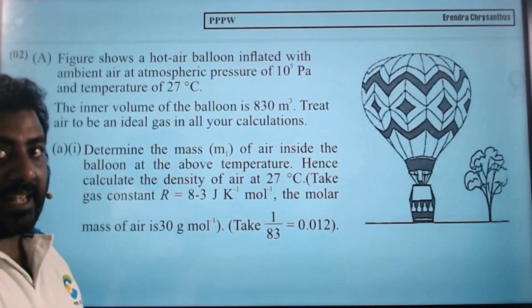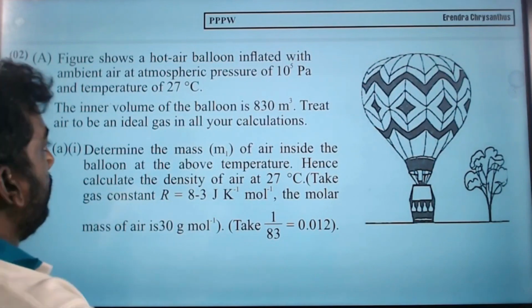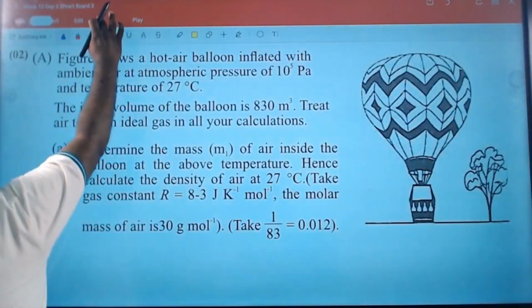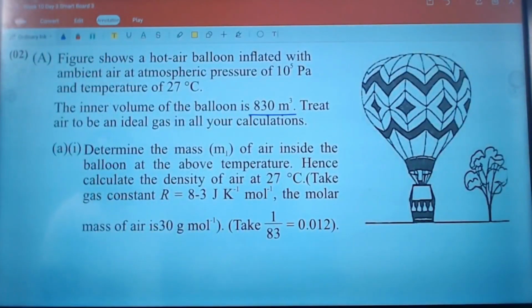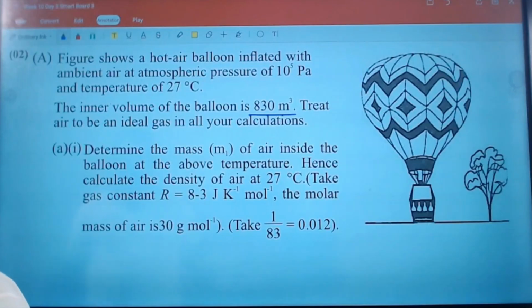Thermal physics, gas law question. The figure shows a hot air balloon inflated with ambient air at atmospheric pressure 10 to the power 5 Pascal. The inner volume of the balloon is 830 cubic meters. Treat air to be an ideal gas in all your calculations. So that's what we normally do. Determine the mass m of gas inside the balloon at the above temperature.